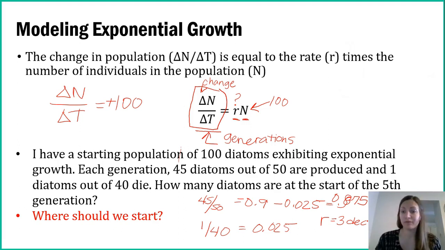So we now have everything that we need for our equation. We have the R, 0.875. We have the N, which is 100. And now very simply, we just solve for dN/dt. But the thing is, the problem said at the start of the 5th generation. And it would be lovely if we could just plug in a 5 somewhere in here. But we can't. We actually have to figure out generation after generation after generation.